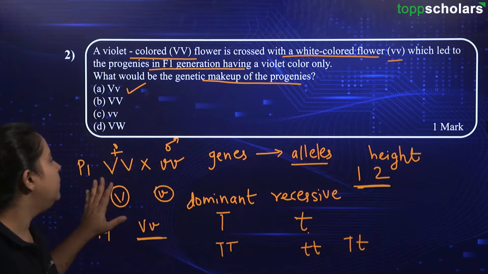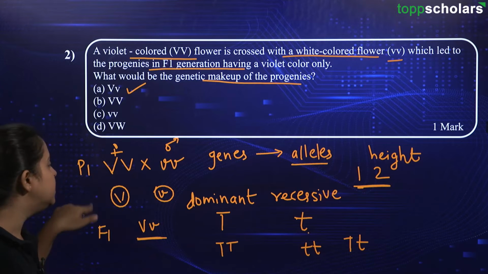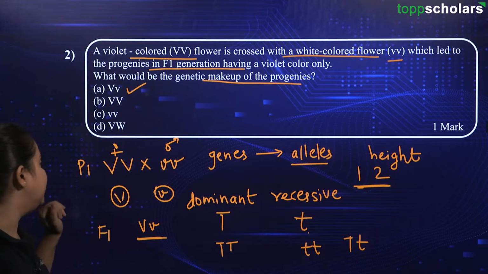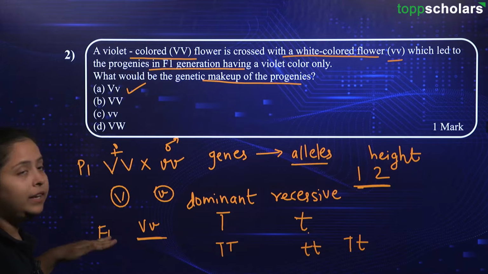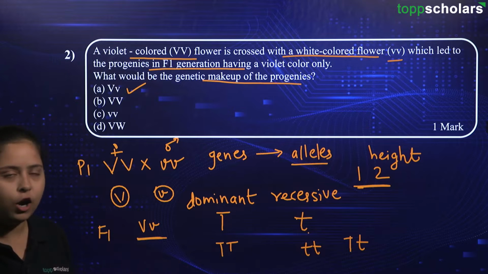Now, over here, we have shown the cross. Always when you write gametes, you need to circle that letter. And while you are writing the crosses like this, you need to have P1, F1, and then if you are crossing F1, you need to have the F2 generation.